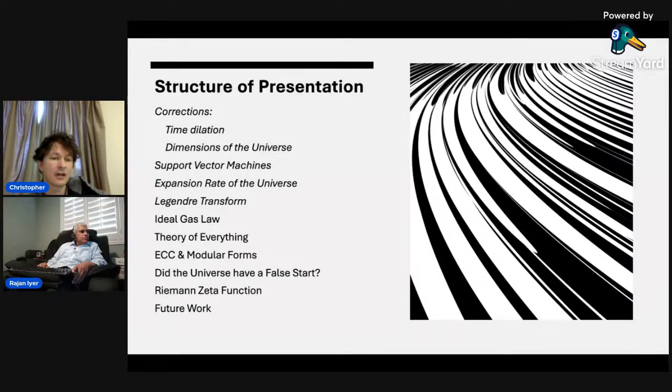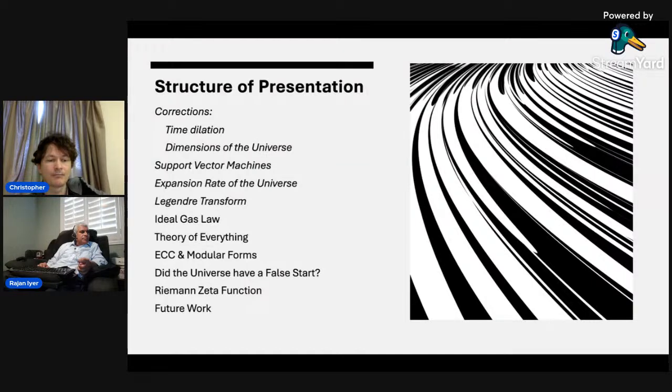Then we'll look at the expansion rate of the universe, the Legendre transforms. We'll also apply the ideal gas law to those transforms. We'll look at a TOE, theory of everything, which is a unification of gravity and electromagnetism, which is distinct from grand unified field theories, or GUTs. Then we'll look at elliptic curve cryptography and modular forms and their applications to this subject.